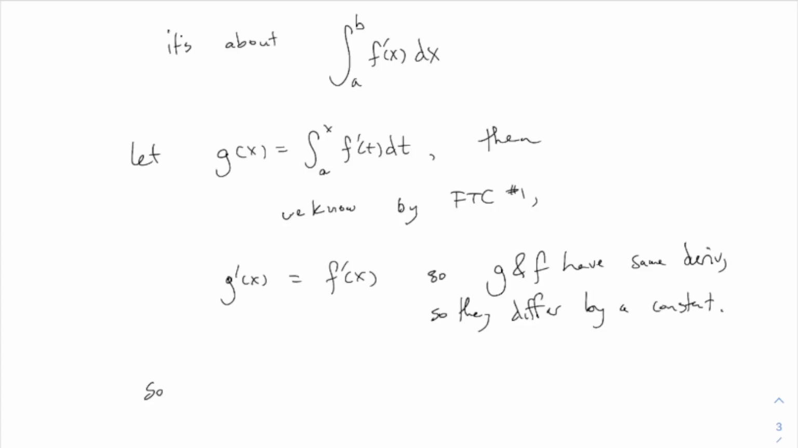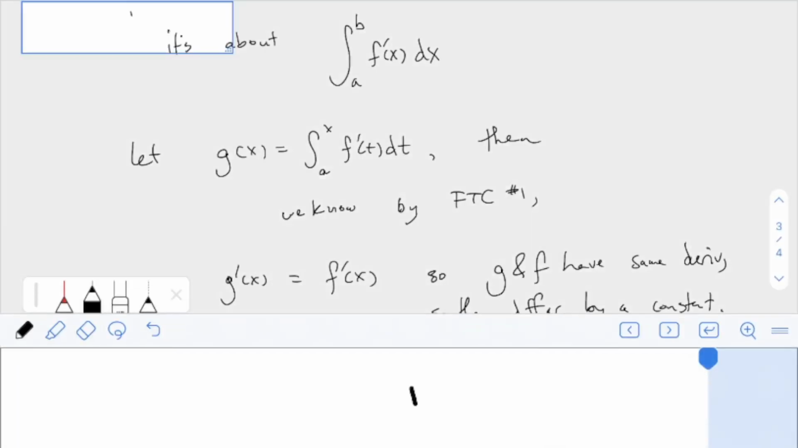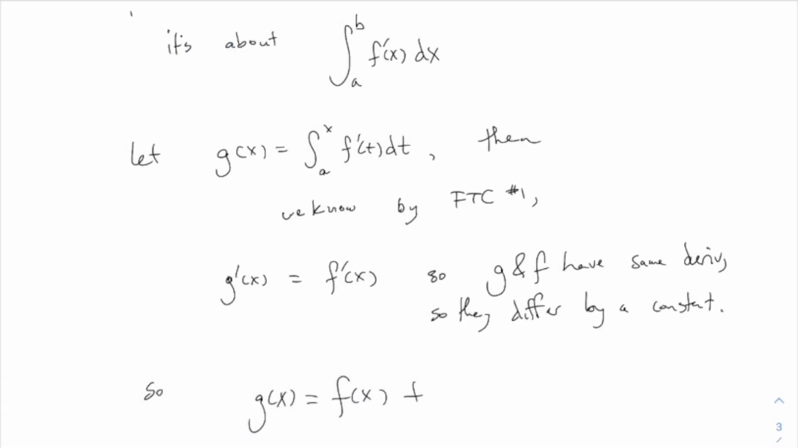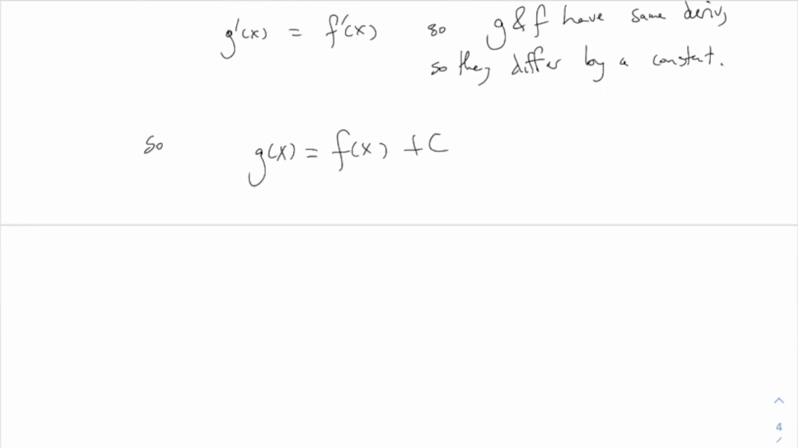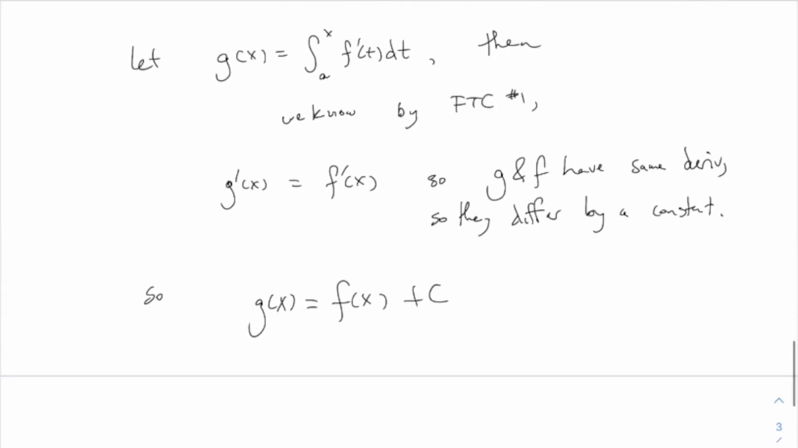So you could write it like g of x is equal to f of x plus a constant, right? Because g and f have the same derivative, they are basically the same function, but they might differ by a constant. So this is g of x, the same as f of x. And I would like to figure out what the c is in this case. Actually, we can determine the c.